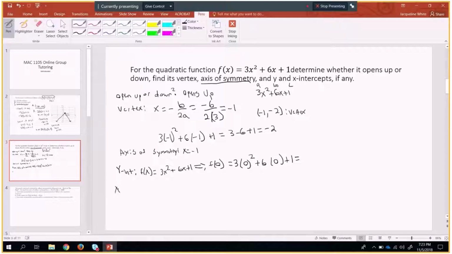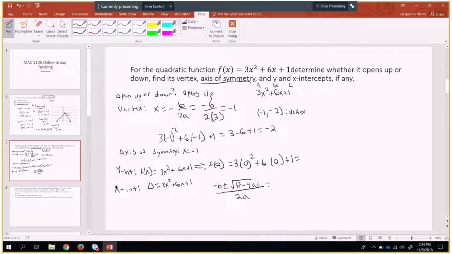And then for our x-intercept, it's the opposite. We set our y equal to 0 and solve for x. In this case, it's going to be 0 is equal to 3x squared plus 6x plus 1. And what do we do now? We have to, yes, factor. But if we don't really want to factor and just want to do it a simpler way, we could just use our handy formula, negative b plus or minus the square root of b squared minus 4ac over 2a.